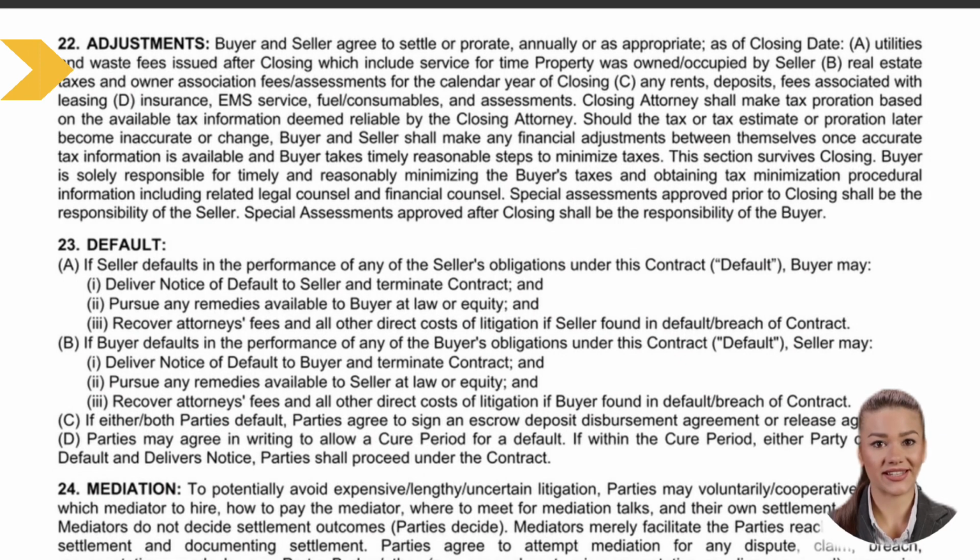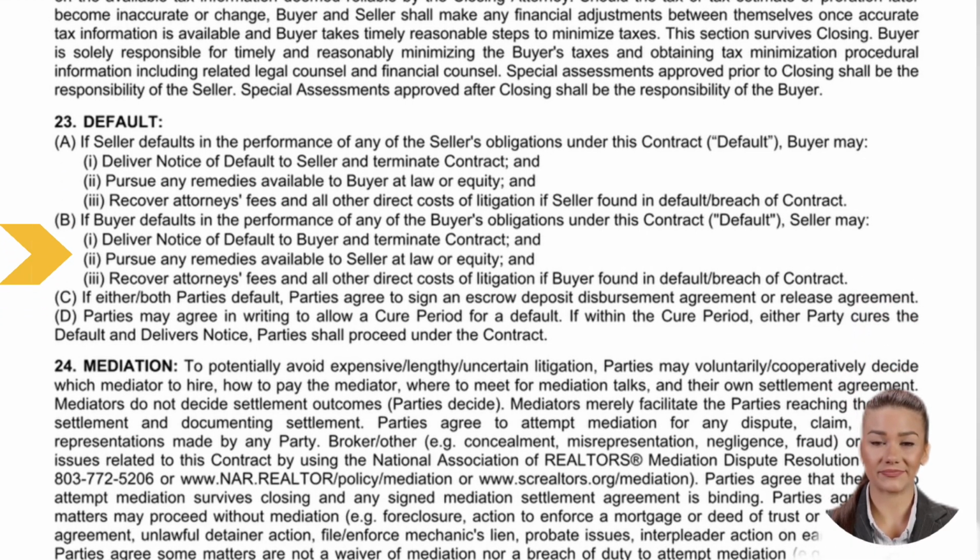Section 22 discusses adjustments and the items that will be prorated at closing. We also find language here regarding special assessments. Special assessments approved prior to closing shall be the responsibility of the seller. Special assessments approved after closing shall be the responsibility of the buyer. Ensure you are aware of any modifications needed to this language and inform your client's attorney so they can prepare an amendment. Section 23 talks about default by either party.